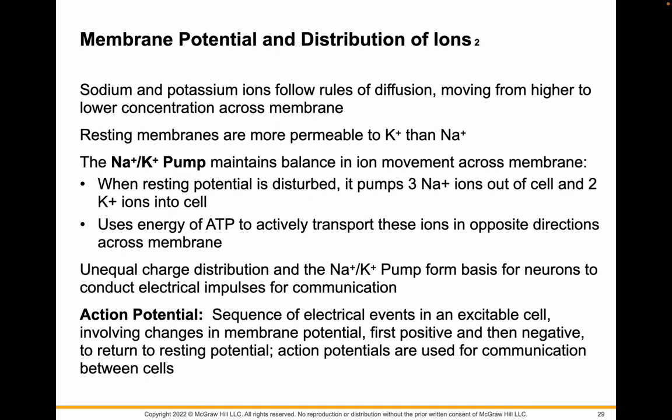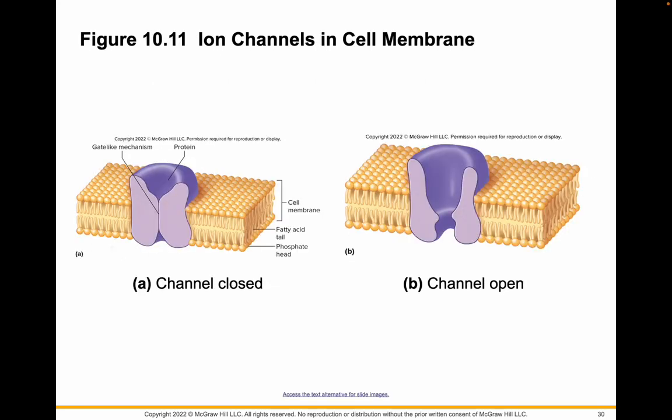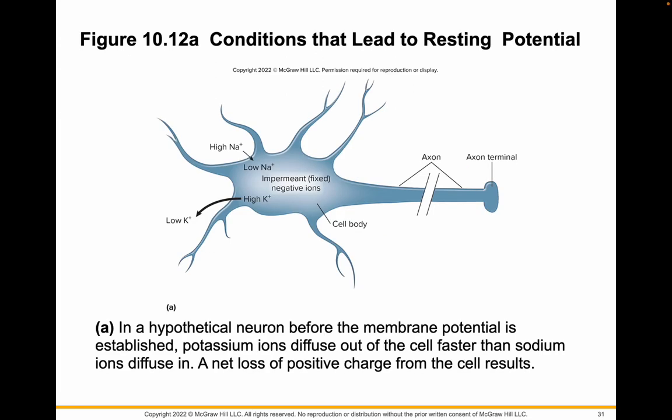So an action potential is a sequence, picture you're at a football field and people do the wave. It's a sequence, like a flow, like a wave of electrical events in an excitable cell. And what's happening is the membrane potential is changing from negative inside to positive and then negative again, and it returns back to resting potential. And so this is showing channels closed, and this is showing ion channels open, and we are able to control the flow of these ions to make the internal environment of the cell negative, positive, and then negative.